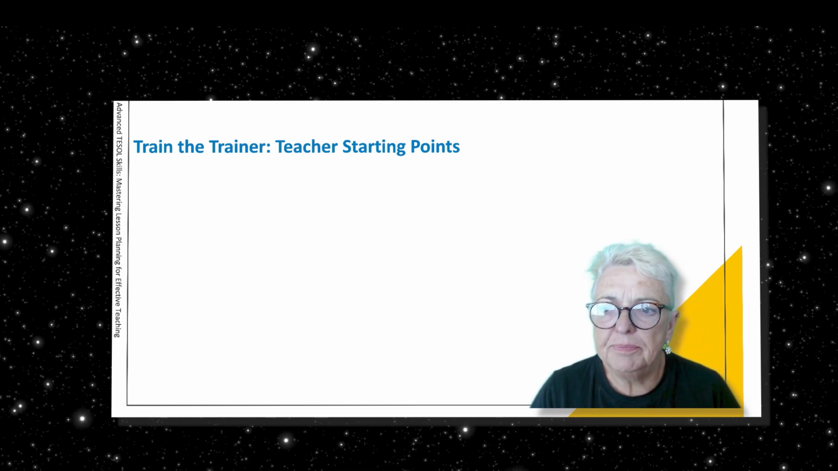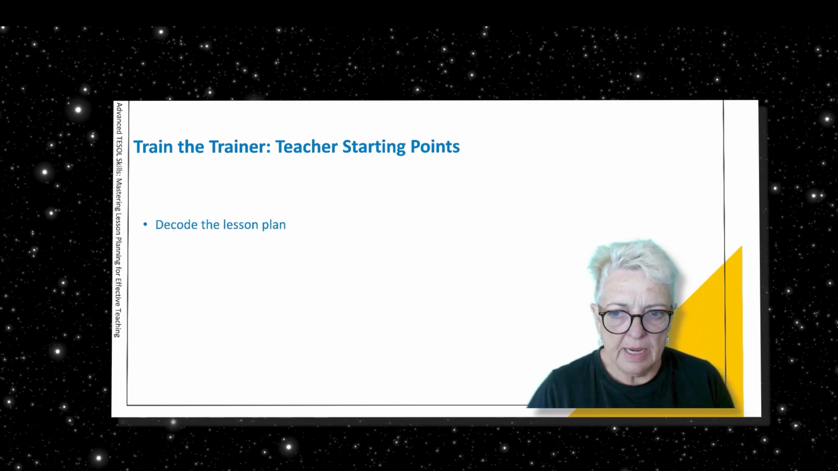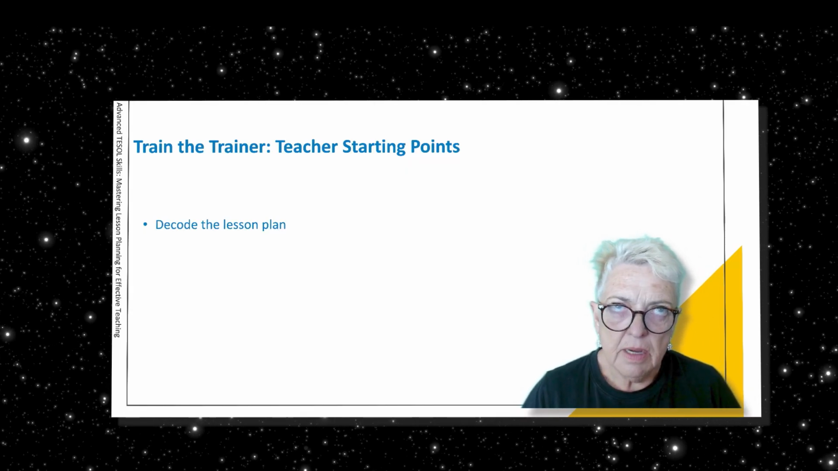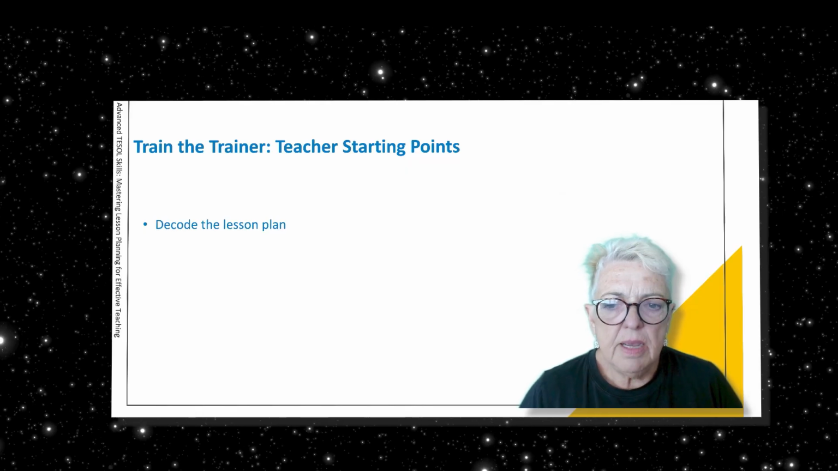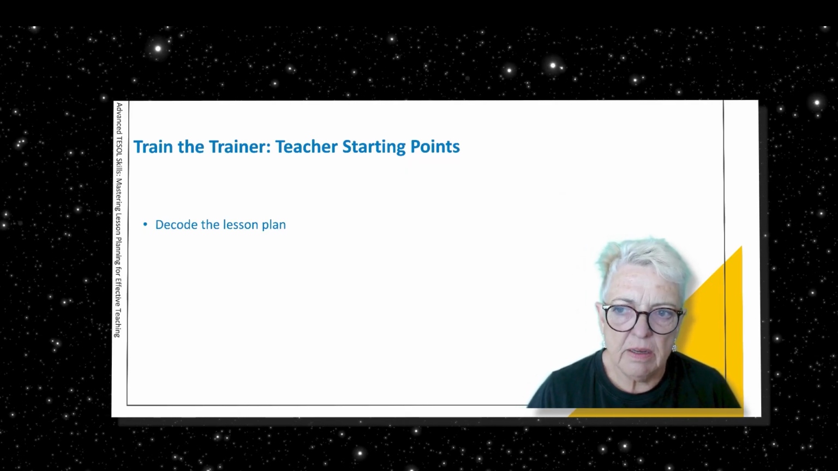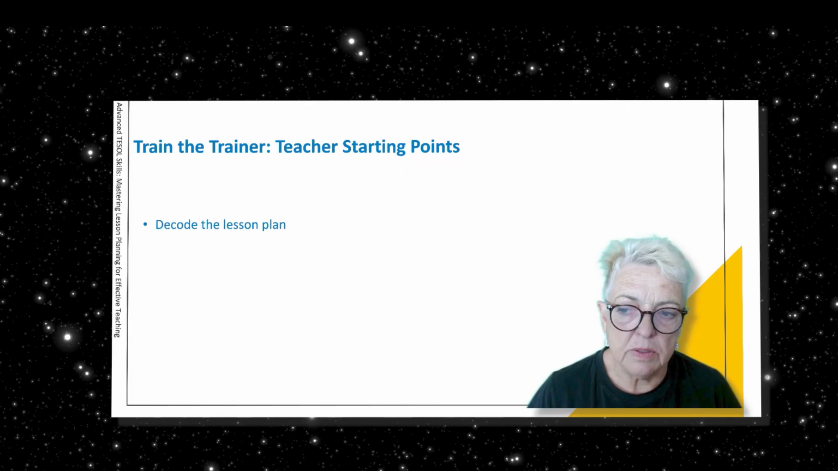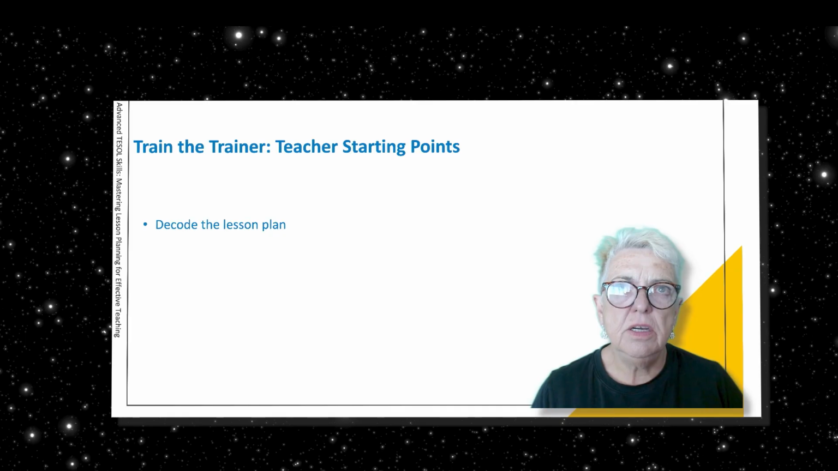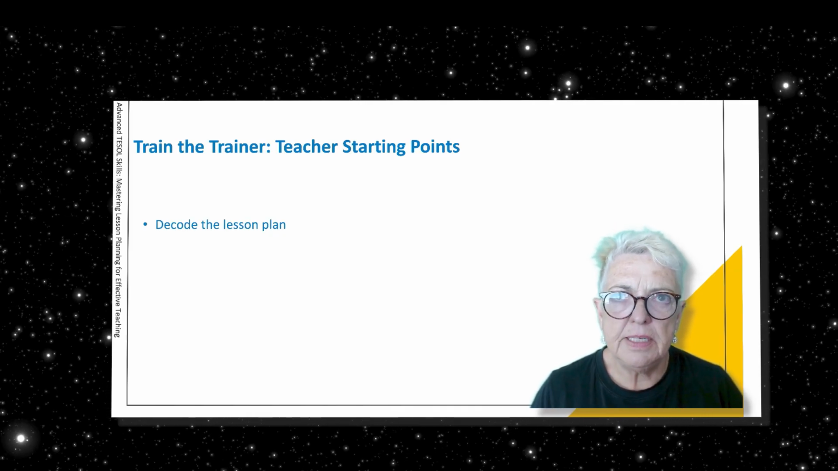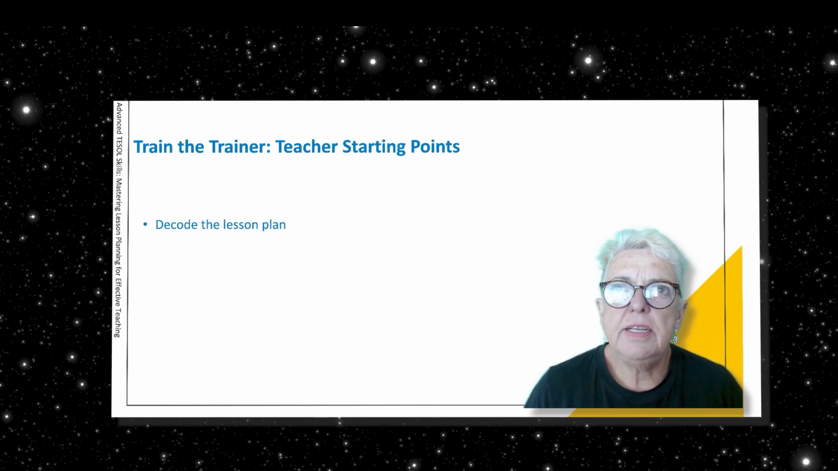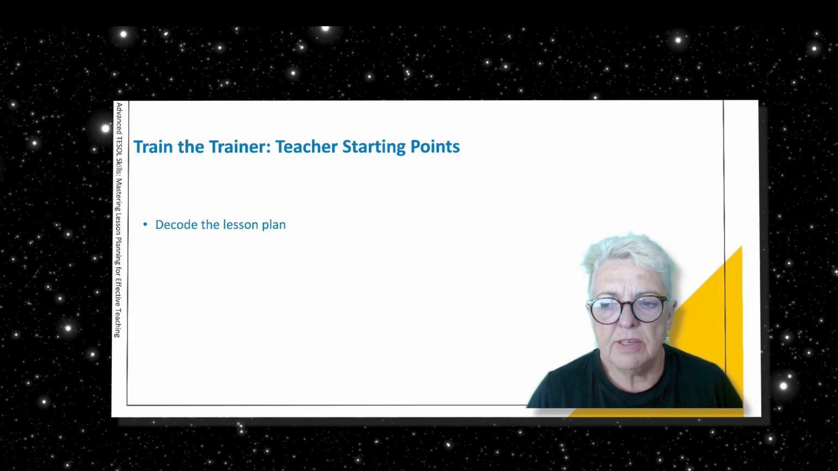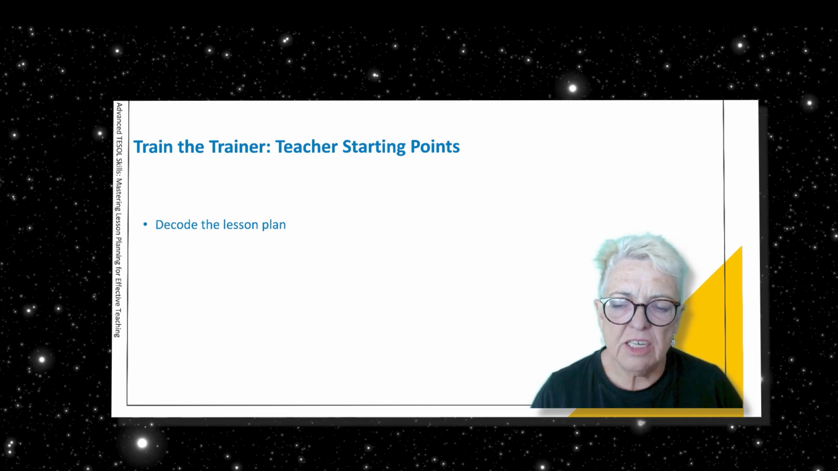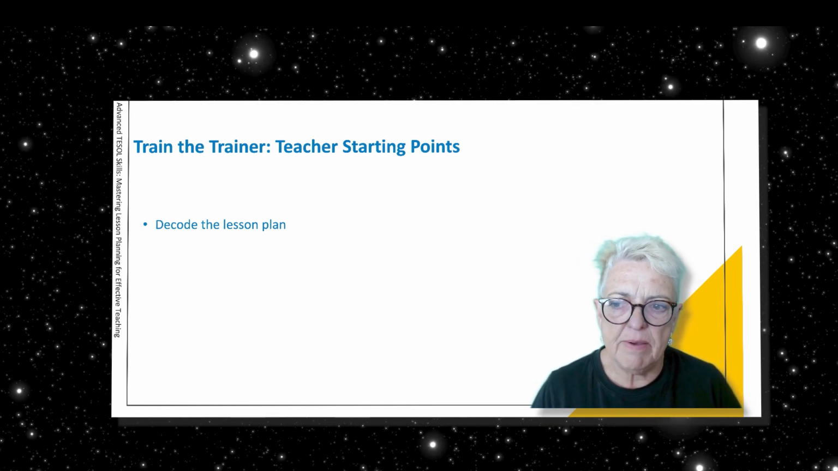So, train the trainer. Decoding the lesson plan. The first place I look is the aims. I look at the main aim. If the main aim is weak, it usually follows that the rest is very weak as well. Even if the teacher's got very good stage aims and procedure, if they don't know what it's all going for, the lesson will waste time, it'll be inefficient, it'll feel a bit floppy.